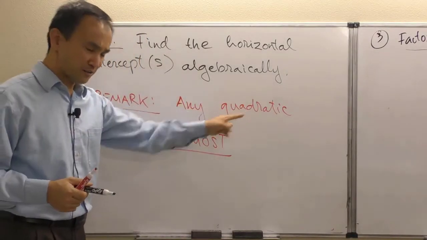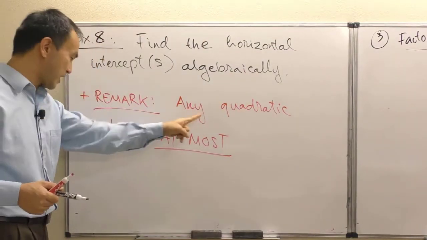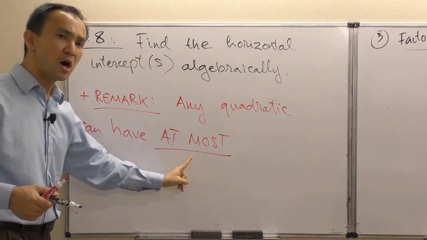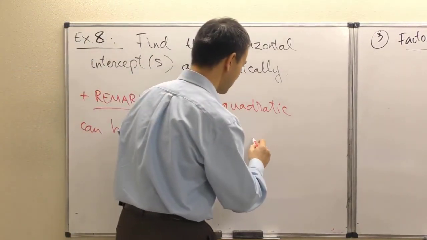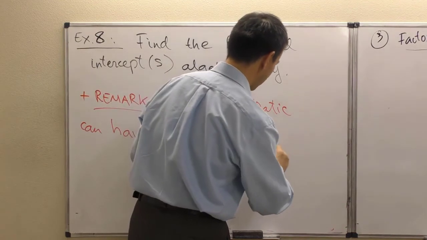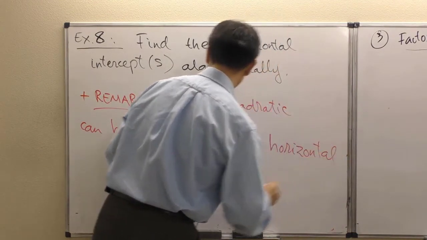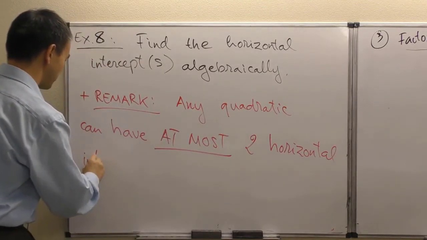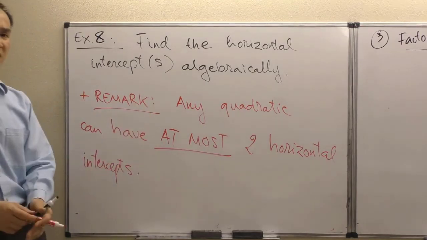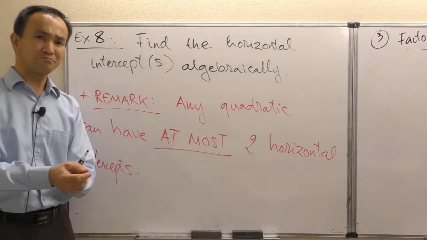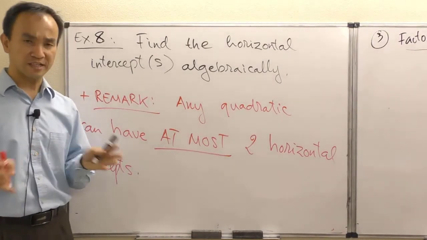Any quadratic, meaning a degree 2 polynomial, can have at most 2 horizontal intercepts. All right, and so that's what we recognize right now. That's why I'm calling that a remark. We're only putting it down as an overall observation of what we have done throughout the examples.